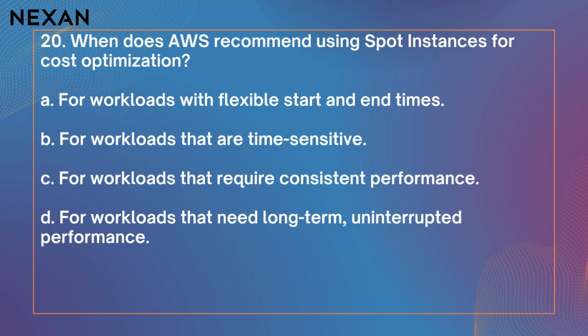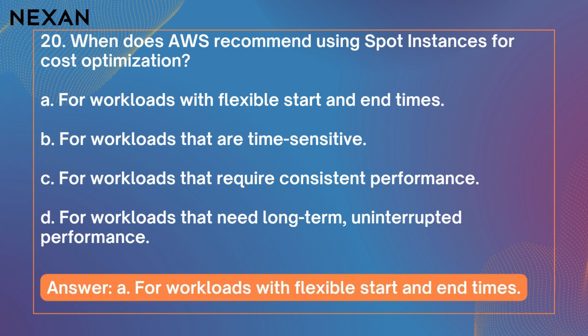20. When does AWS recommend using spot instances for cost optimization? A. For workloads with flexible start and end times. B. For workloads that are time sensitive. C. For workloads that require consistent performance. D. For workloads that need long-term, uninterrupted performance. Answer: A. For workloads with flexible start and end times.